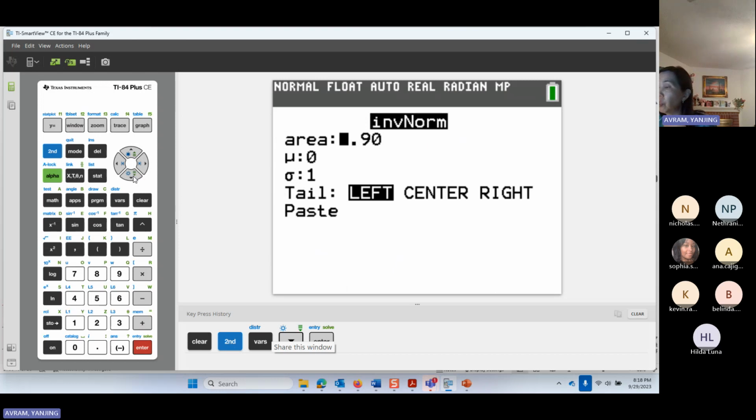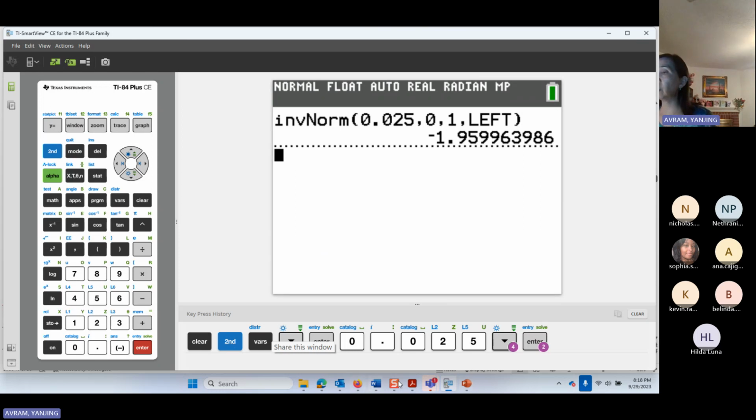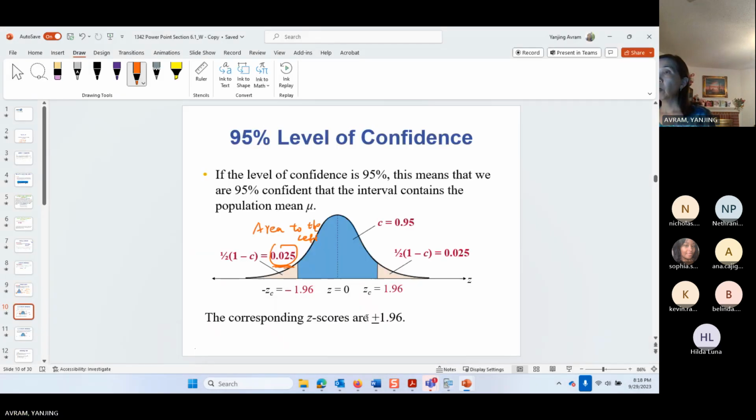So I have an inverse norm, and then I enter the area 0.025, with the area to the left, which is usually the default. I hit enter, and that's how I get negative 1.96 if I round to 2 decimal places. So that is negative 1.96 here. And since the bell curve is symmetric, if this is negative 1.96, this side will be positive 1.96.